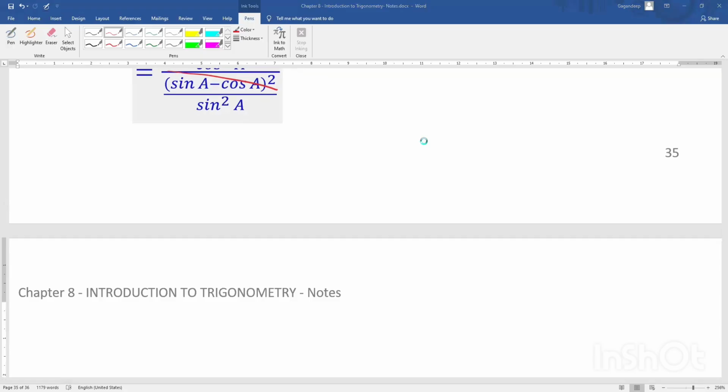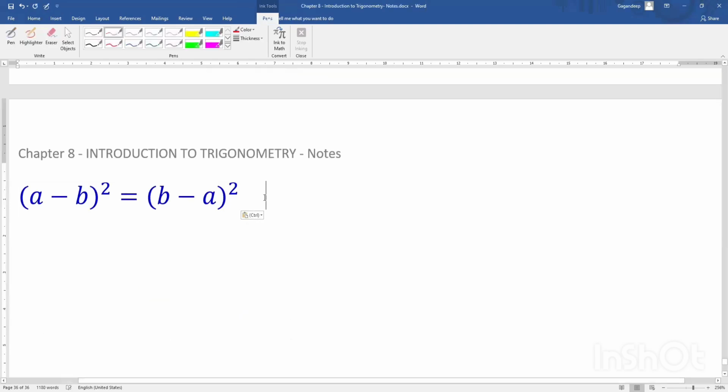Just make a note: a minus b whole square and b minus a whole square both give the same answer. Because a minus b whole square is a square plus b square minus 2ab, and here also b square plus a square minus 2ab. So both give the same answer. That is why we can cancel them.